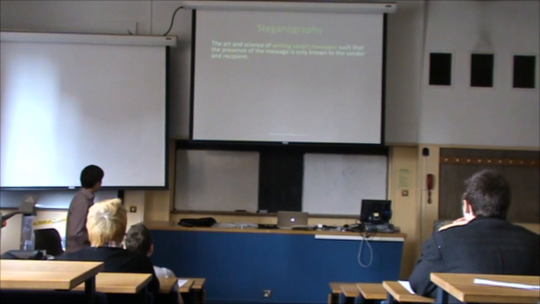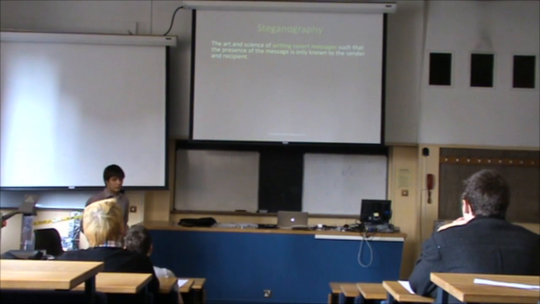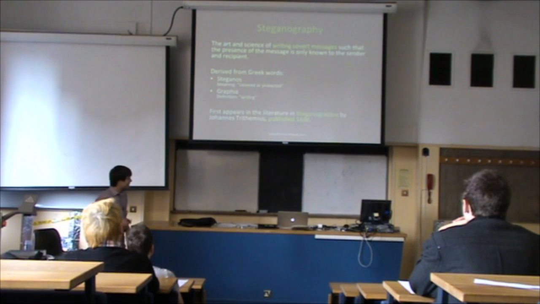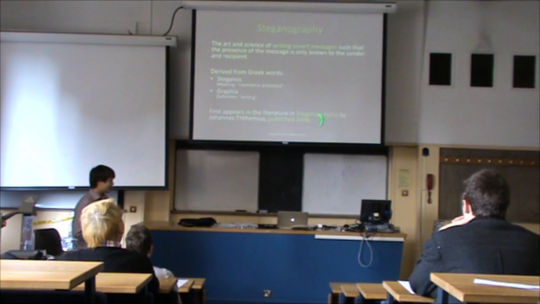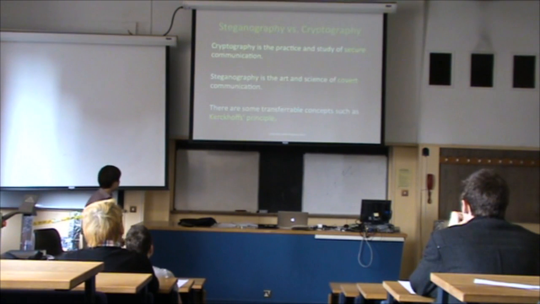Let's start with where it originates and what exactly it means. So steganography is quite simply writing covert messages. The idea is that you want to hide a message in something, but you don't want someone to know it's there. The word is Greek in origin, coming from steganos and graphia, meaning covered or protected, and writing. But you don't actually see the word steganography appear in the literature until 1606, if I can read properly, where it's published in this book. But that was actually written circa 1499. So it didn't actually get published for some time after. I'm not quite sure why.